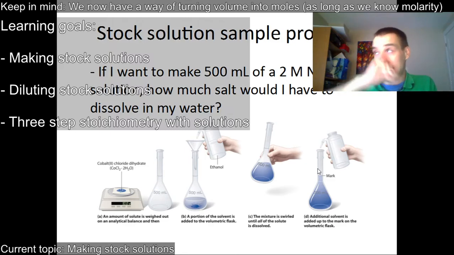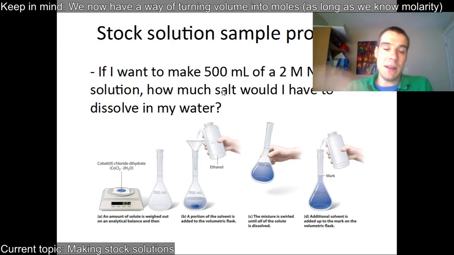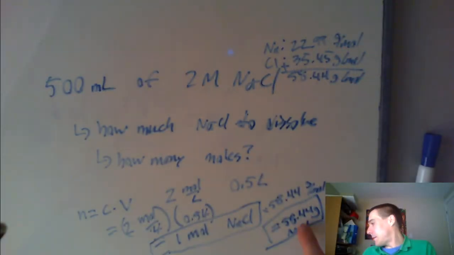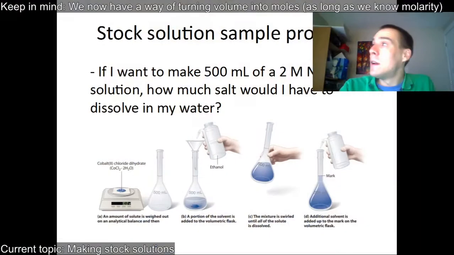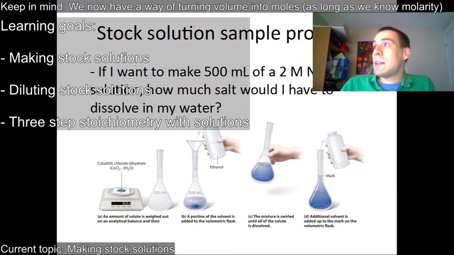We've talked about making stock solutions. We made a 2 molar NaCl solution. We have 500 mils of it. If you have other volumes, you'll need different amounts. Right, so if it was 250, I'd have to use half of that mass, whatever mass we had, 58.44 grams per mole.